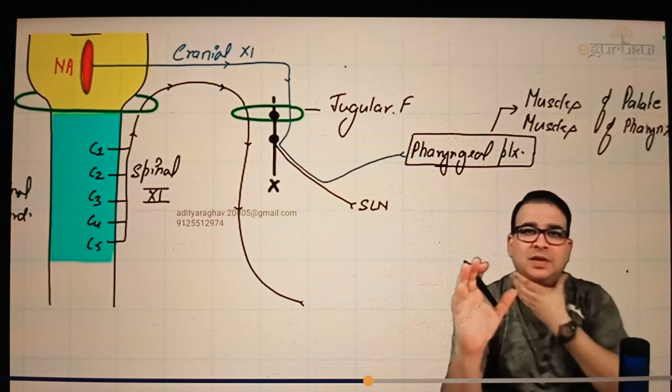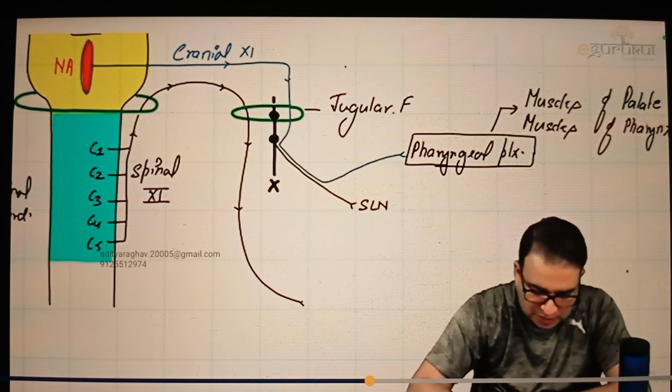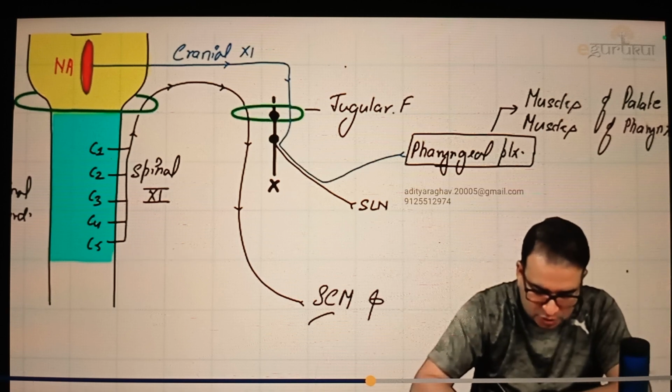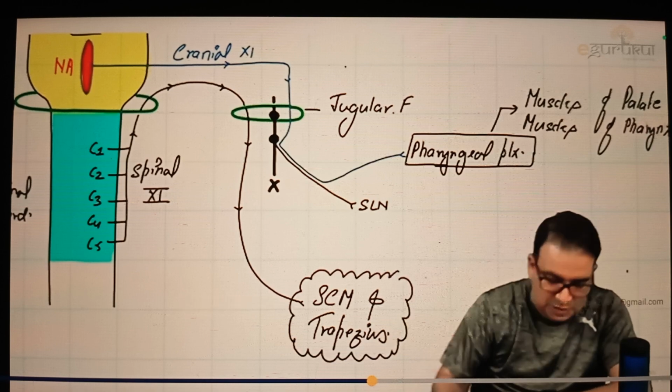What is the spinal accessory nerve doing? It is supplying the two most important muscles of the neck, the two most superficial muscles of the neck, the two muscles which are covered in the investing layer of deep cervical fascia. And what are those two muscles? That is the sternocleidomastoid and trapezius. That is the function of the spinal accessory nerve.